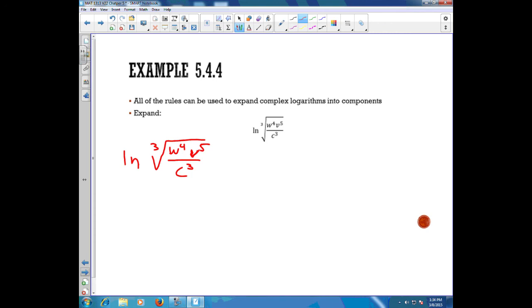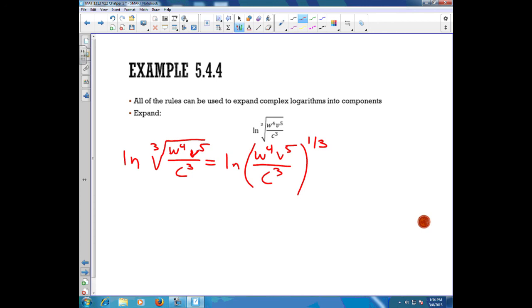Anytime you have a log of some root, it is always easiest to turn that root into a power first. So let's first just rewrite this. We're not changing anything yet. We're just going to rewrite this as w to the fourth v to the fifth over c cubed to the 1/3 power. All we do is take the cube root and make it to the 1/3 power.